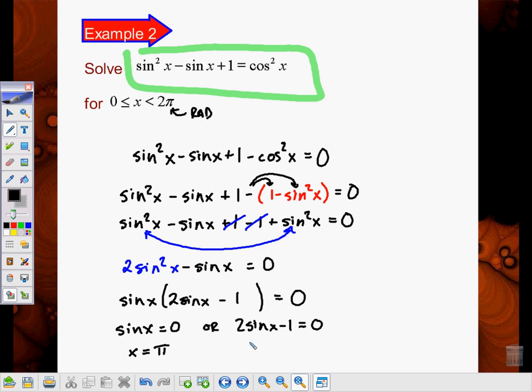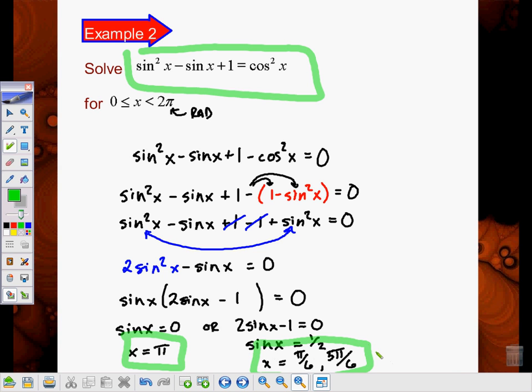Over here, if I do a little tweaking of this, I get sine x equals 1/2 when I solve that. So where is it equal to 1/2? Well, sine is going to be positive in quadrants 1 and 2. So that tells me x will equal 30 degrees, which is pi over 6, and also at 150 degrees, which will be 5 pi over 6. There we go. So my solutions would be x equals pi, x equals pi over 6, and 5 pi over 6. Those would be my possible solutions for this.